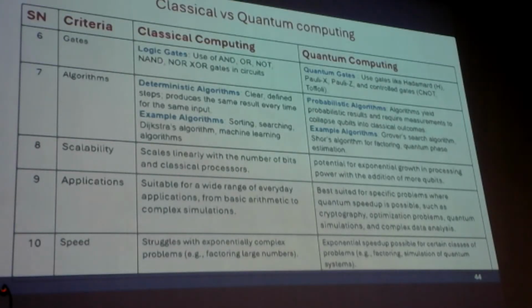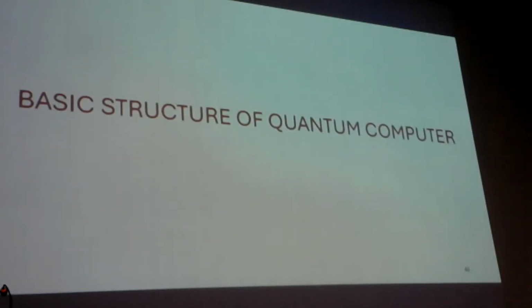Then scalability: this scales linearly with the number of bits in classical, whereas here it is exponential. I told you in the beginning itself, exponential speed up. So it scales exponentially and not linearly. Applications: for a wide range of everyday applications from arithmetic to complex simulations, what we are using currently. But this is especially for cryptography, optimization, simulations, and complex problems. And speed, the same thing in a reverse way to store. Okay, so that is about the classical versus quantum computing.